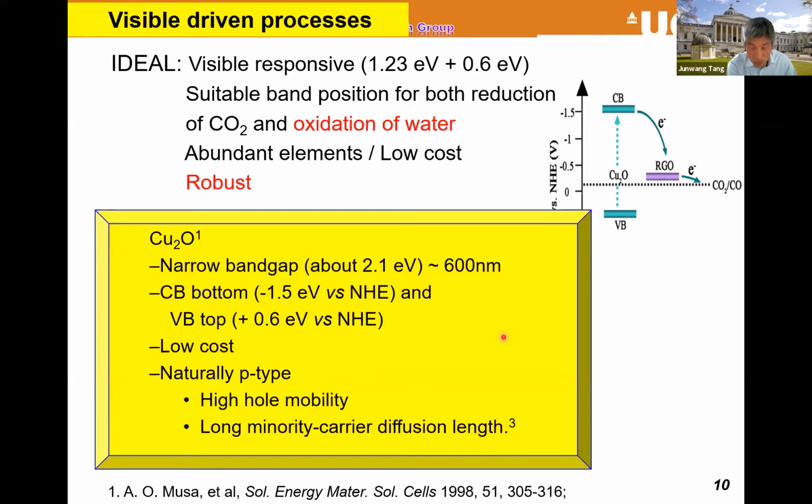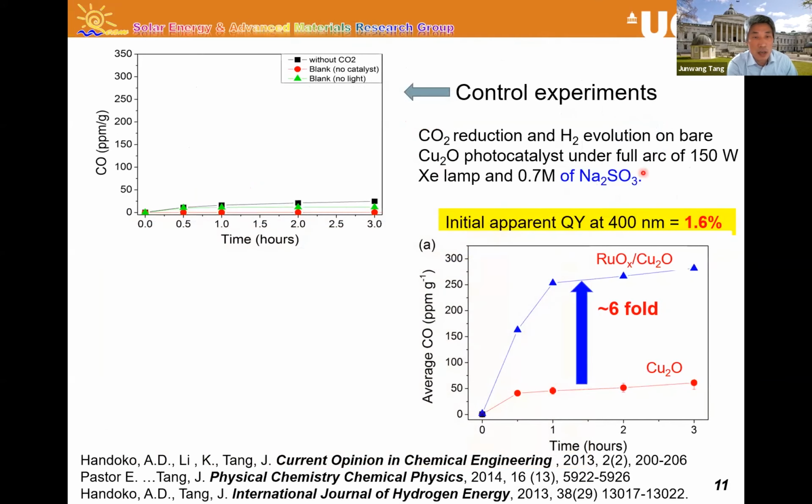However, we cannot use cuprous oxide for both reduction and oxidation, because the hole in the valence band is too negative to oxidize water. So here we just observe the half reaction, CO2 reduction. The other part is not oxidizing water, it's oxidizing sulfate. Now the control experiment tells us that if we don't have water, CO2, a catalyst, or light, there isn't any CO produced. Now when we use the cuprous oxide photocatalyst, we can observe CO produced.